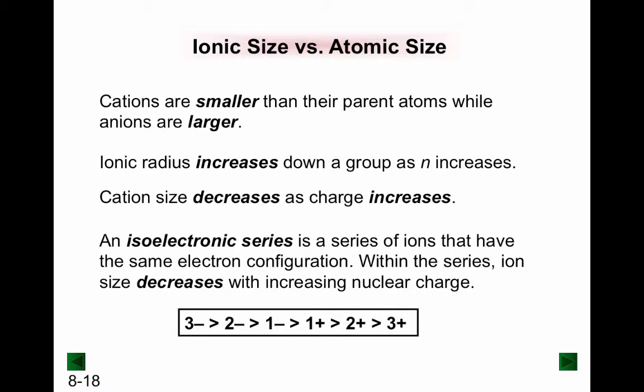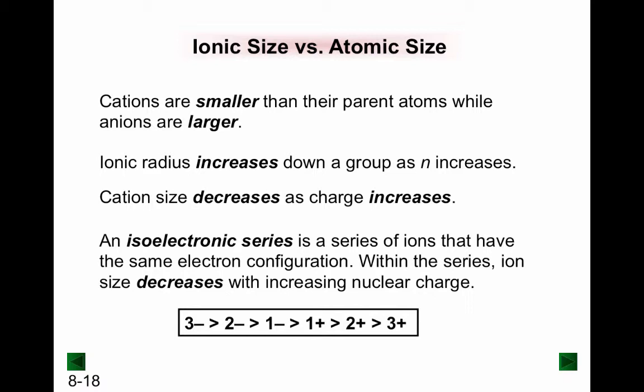Cations are smaller than their parent atom. A cation forms when electrons are removed from the outermost energy level, decreasing the amount of electron-electron repulsion. The number of protons remains the same. Therefore, the remaining electrons are pulled closer to the nucleus, decreasing the size of the cation.